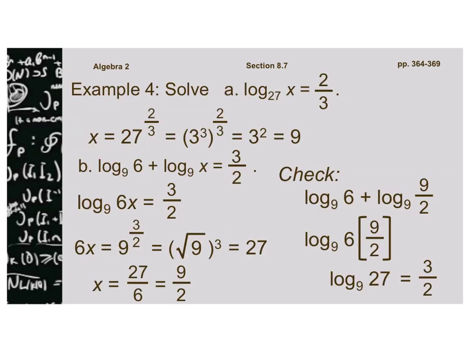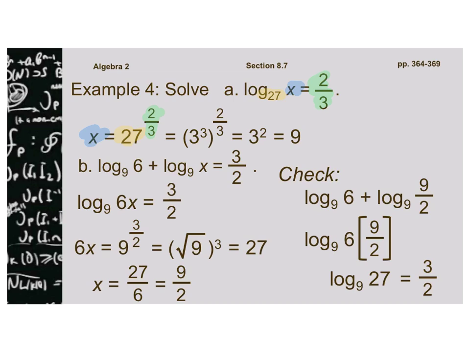Okay, so example 4. Solve log base 27 of x, and that is equal to 2/3. Okay, so what is this saying? This is saying, here we go, the base to the outie is equal to the innie. So I've just gotten the x out of the logarithm.